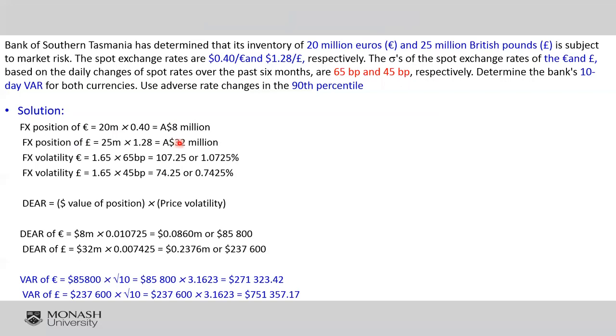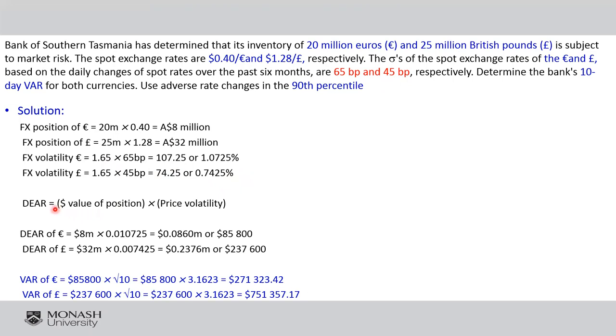Now we want to calculate the Forex volatility. The Forex volatility for the euro is the 1.65 still. We are talking about the Z value times the standard deviation. The Z value is 1.65. The standard deviation for the euro is 65 basis points, and this is 45 basis points. So we multiply it and we find this to be 107%, and this is to be 74 basis points.